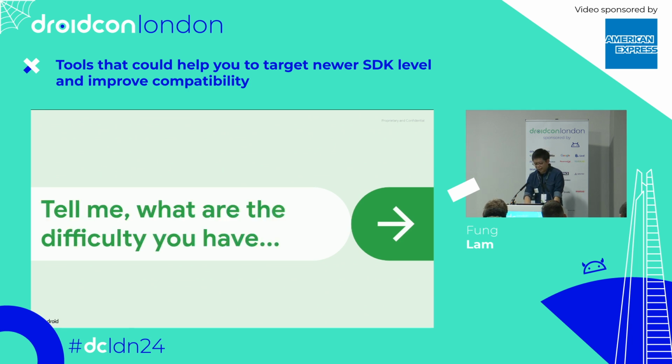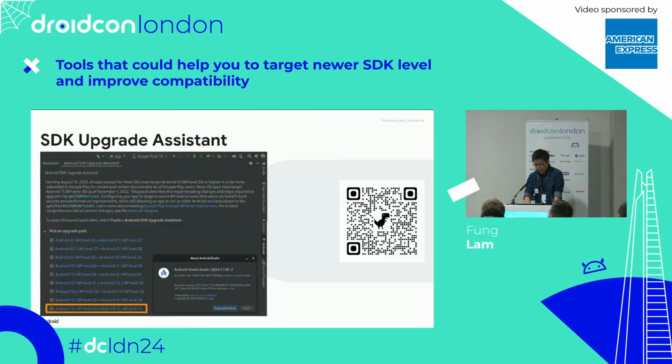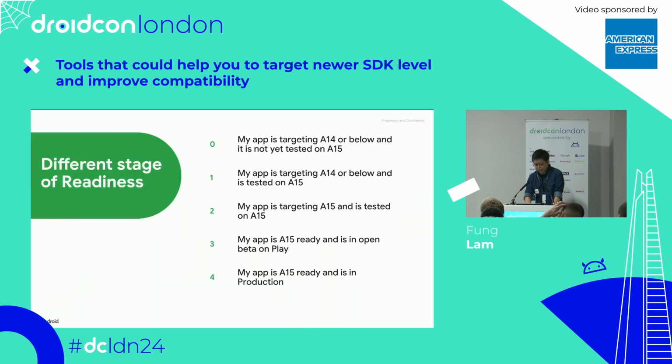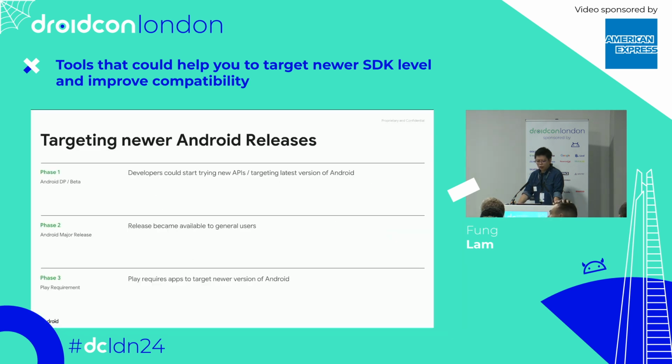That's also why, when I talk about the changes, there are a few stages of targeting the newest version of Android. Ideally, I strongly encourage developers to do this in phase one. I could give an example. If you remember, in Android 10 we have the scoped storage permission: your app could only ask for scoped storage.